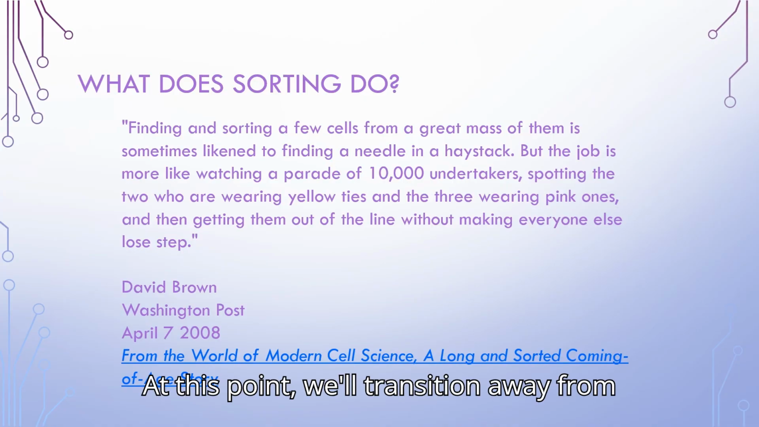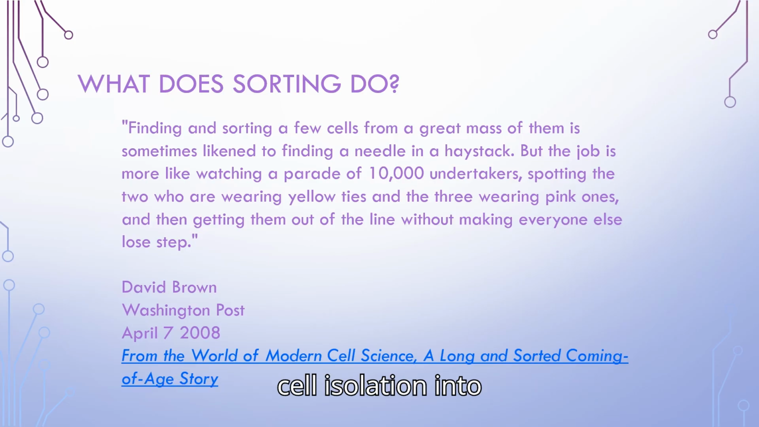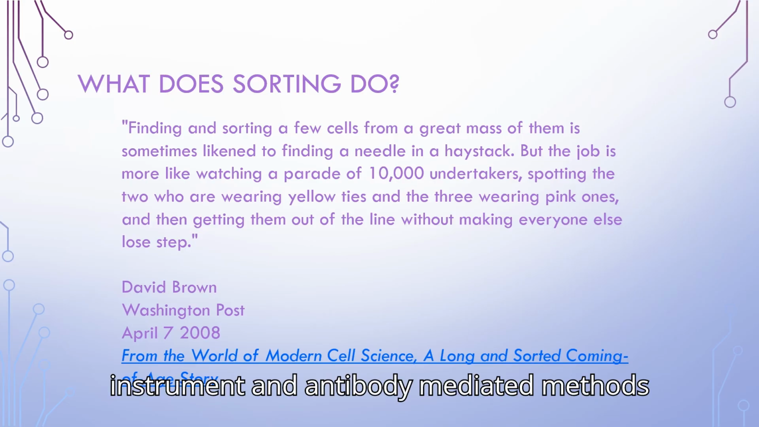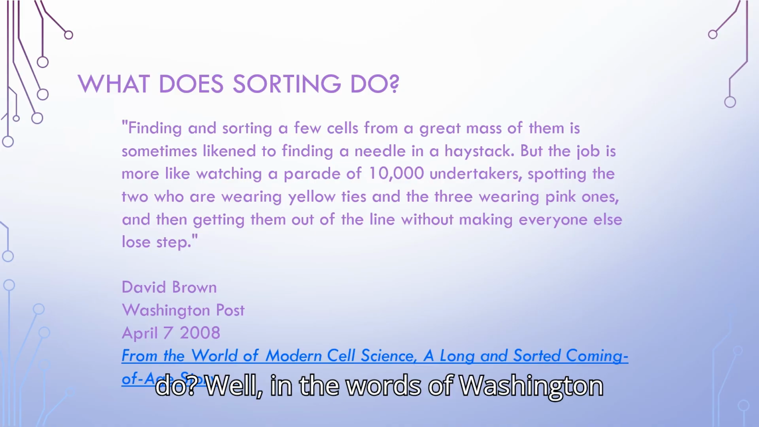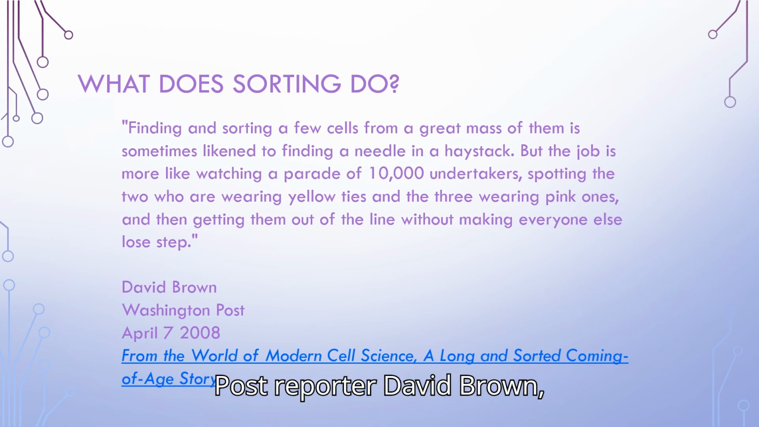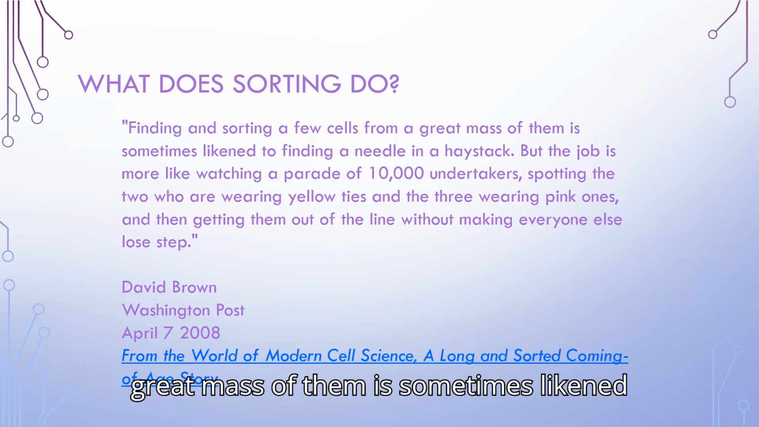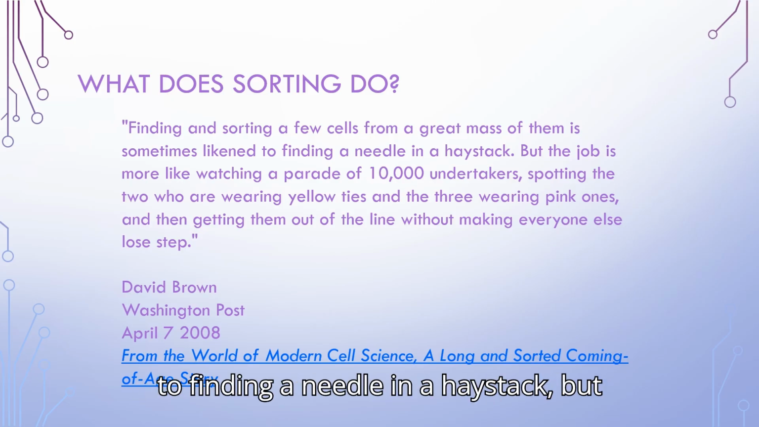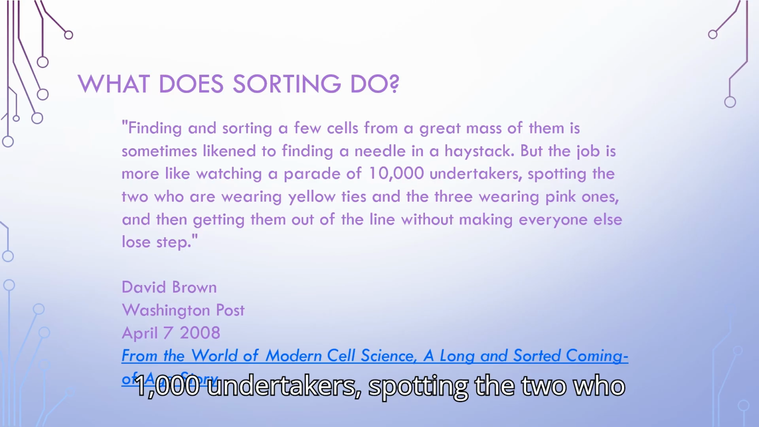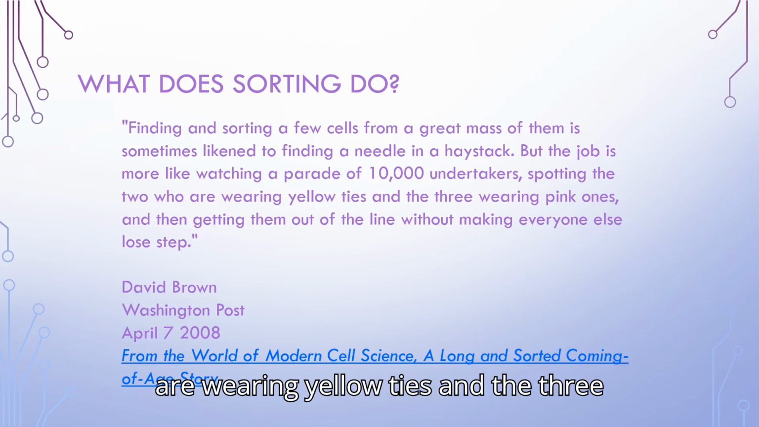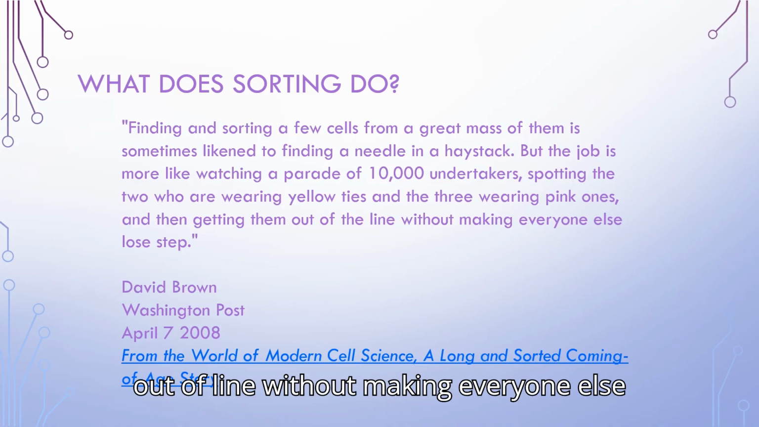At this point, we'll transition away from strictly antibody-mediated methods for cell isolation into instrument and antibody-mediated methods for cell sorting. What does sorting do? Well, in the words of Washington Post reporter David Brown, finding and sorting a few cells from a great mass of them is sometimes likened to finding a needle in a haystack, but the job is more like watching a parade of 1,000 undertakers, spotting the 2 who are wearing yellow ties and the 3 wearing pink ones, and then getting them out of line without making everyone else lose a step.